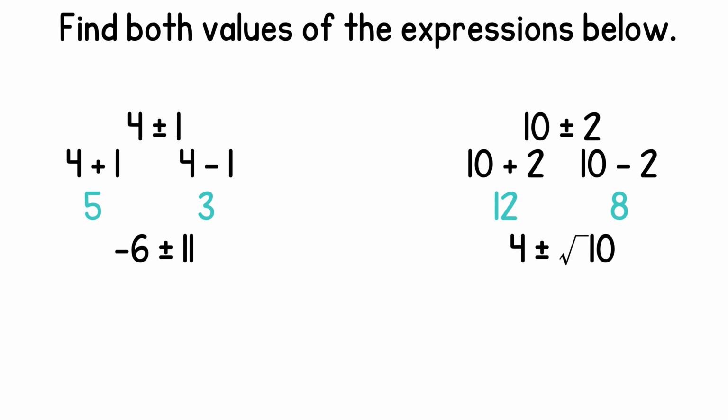Now let's jump down to the bottom of negative 6 plus or minus 11. We'll set up our two equations of negative 6 plus 11 and negative 6 minus 11. This will give us 5 and negative 17.